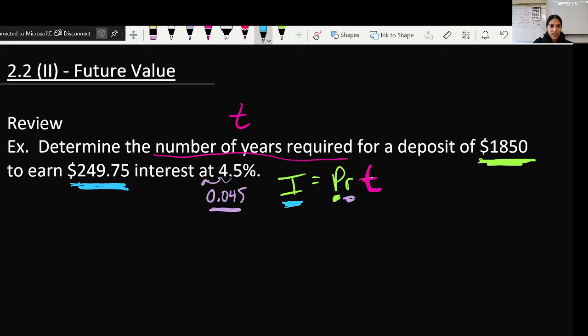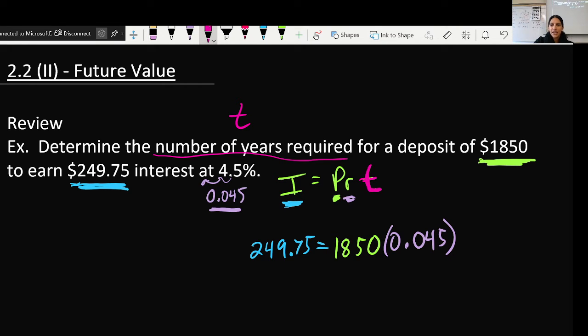I, that's going to be our 249.75 equals our P is going to be the 1,850 times the R, which was 0.045, times the thing that we're looking for or interested in, and that would be our T. So far, so good? This is review from yesterday, so I'm kind of flying through. And there's a number of ways that we can do this.